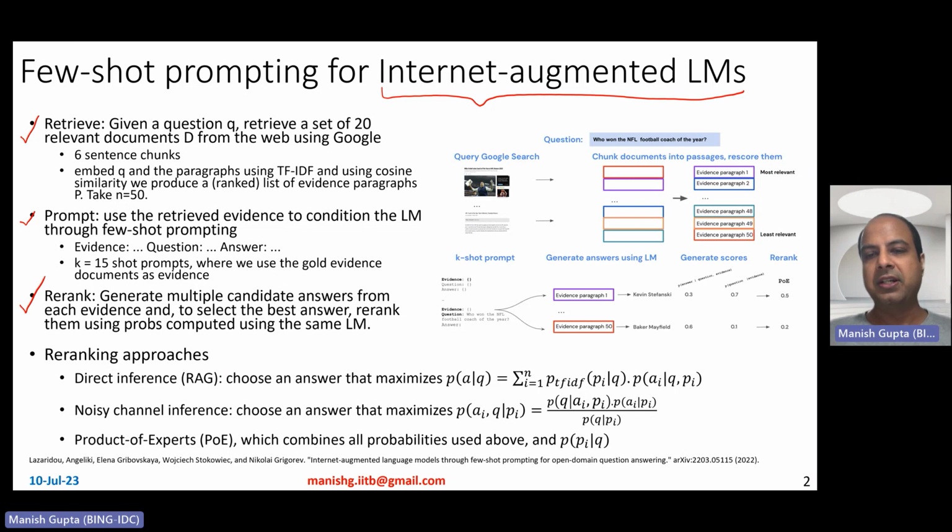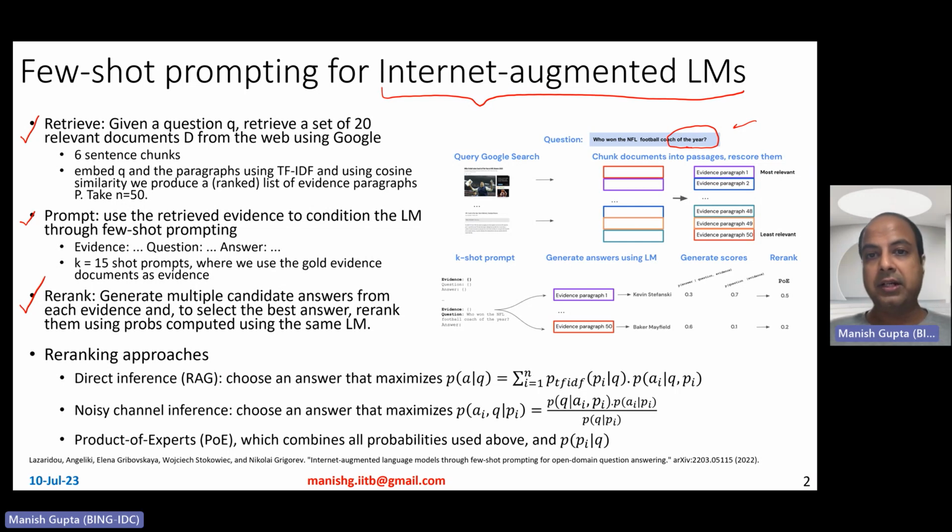Let's look at this picture. So let's say we are in the process of question answering. So here is the task. You have a question: who won the NFL football coach of the year? Right now, we can depend on the parametric memory that language models have so as to try and come up with an output answer. But that may or may not be correct, especially in case of temporal queries of this kind, where you are really looking for the NFL football coach of the current year in general, even though the user has not mentioned the current year.